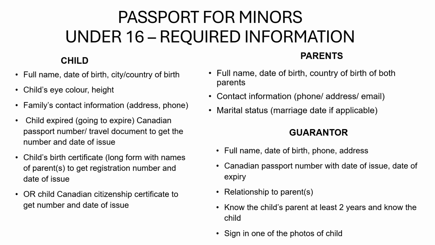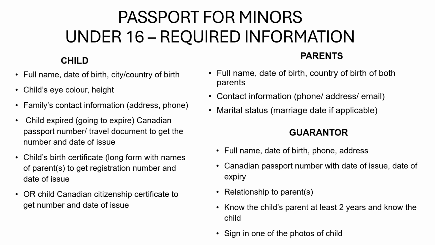About the parents, you will need the name, date of birth, and the country of birth of both parents. Information from the parents like the phone, address and email, and the marital status as well, and provide the marriage date if applicable. And for the guarantor, you will need the name, the date of birth, phone, and address of the guarantor.